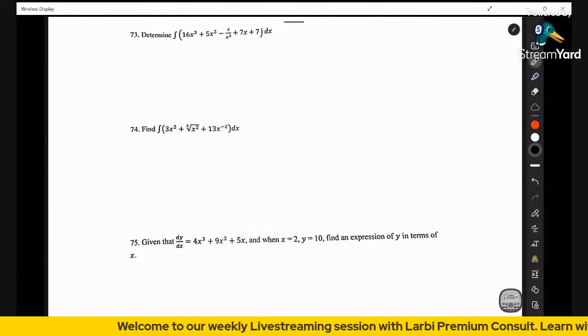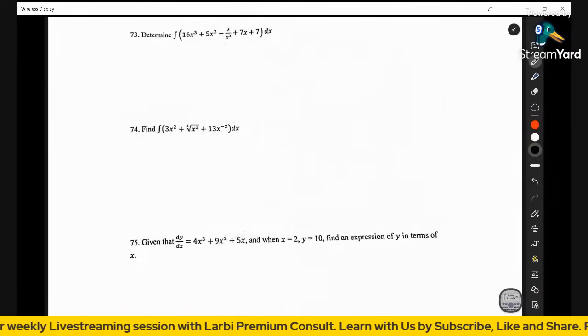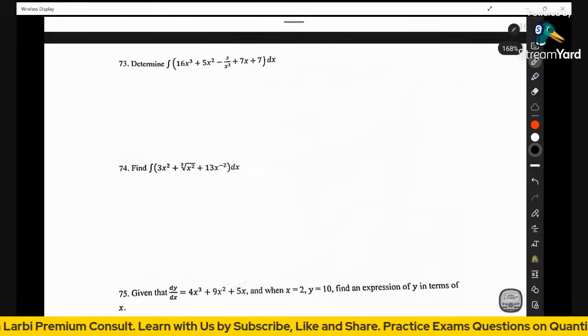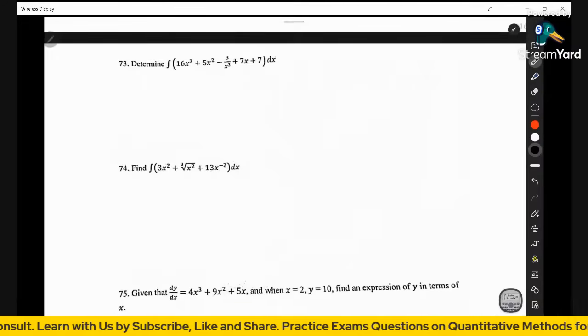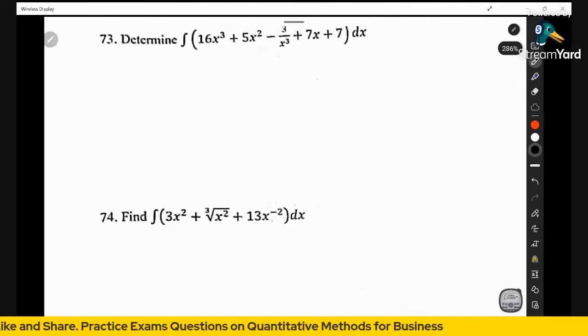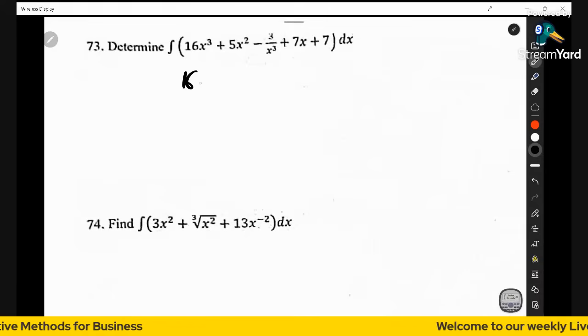73. Determine this. So we are asked to determine the value of y based on this. So how do you go about this? What I want to do is to integrate this. So when I integrate 16 s cubed, let me zoom in so I can see. When I integrate 16 s cubed, what am I getting? So here it should be 16 s cubed plus 1. So what are we getting?